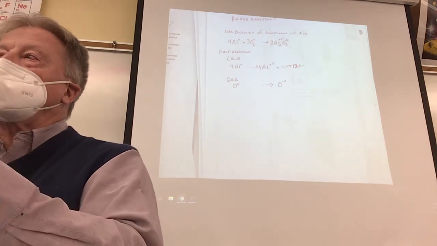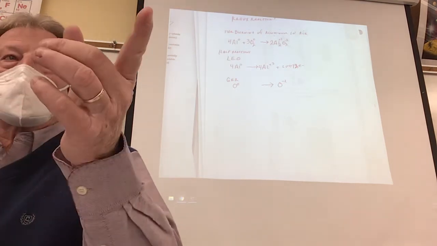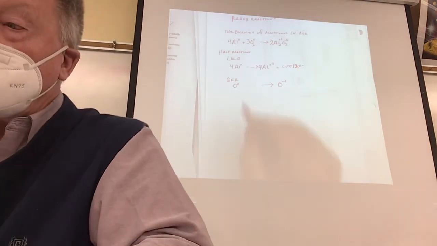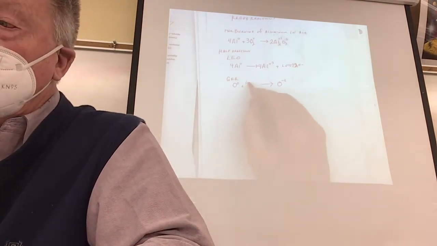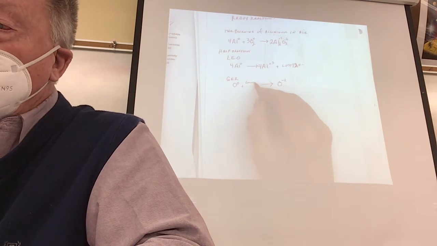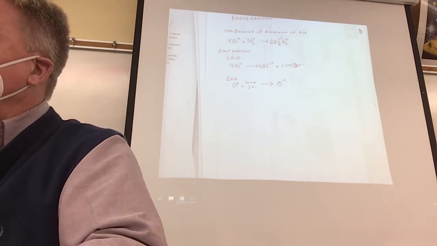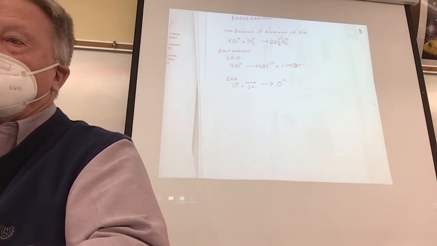He must have combined with what? Say it, Dave. 2 electrons. So he must have gained 2 negative electrons. That would do it, wouldn't it? Now we haven't fixed the numbers yet, have we? So let's take a look.